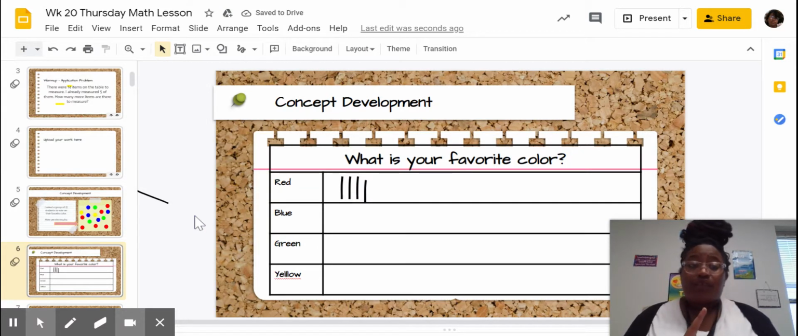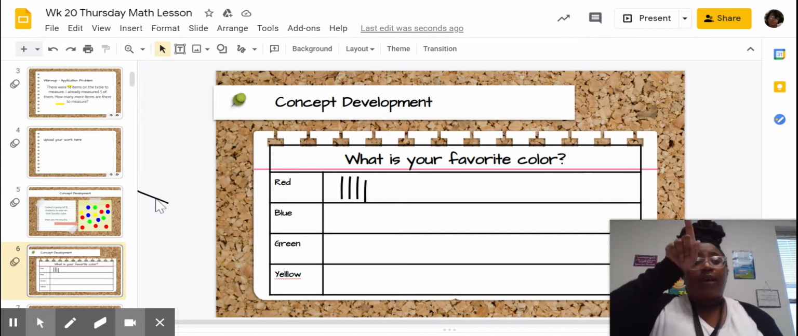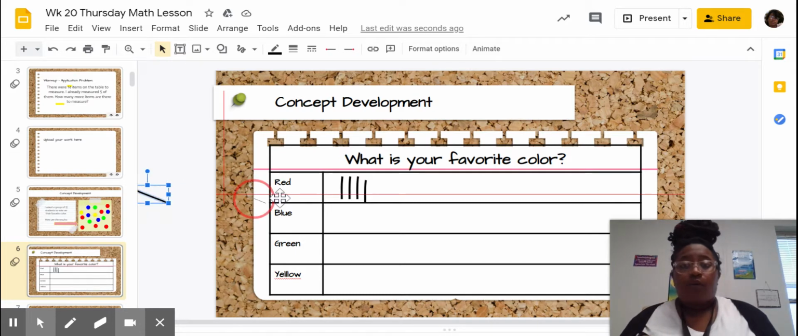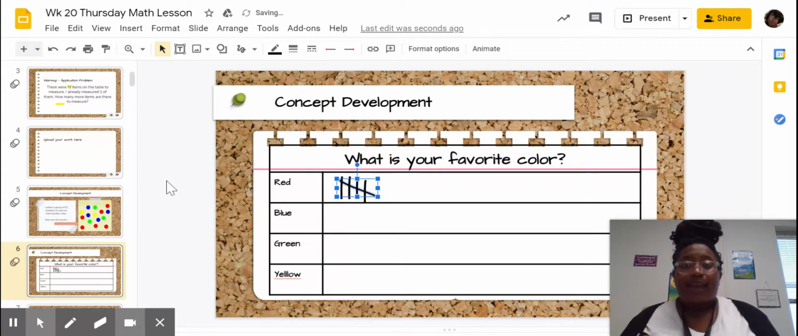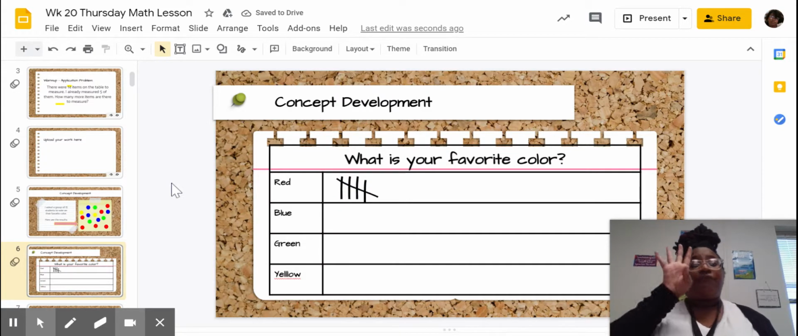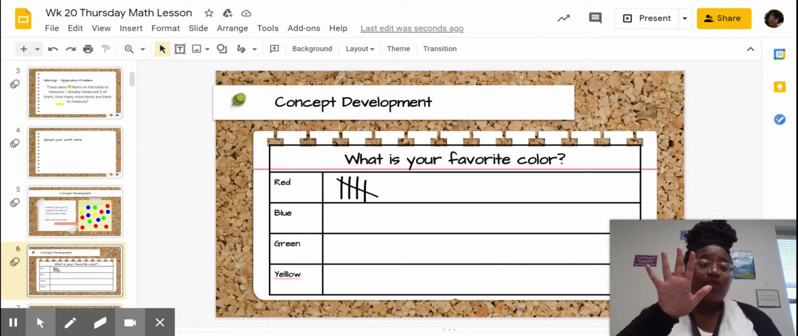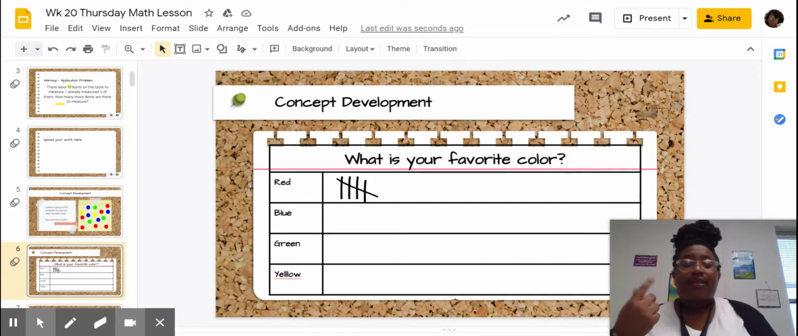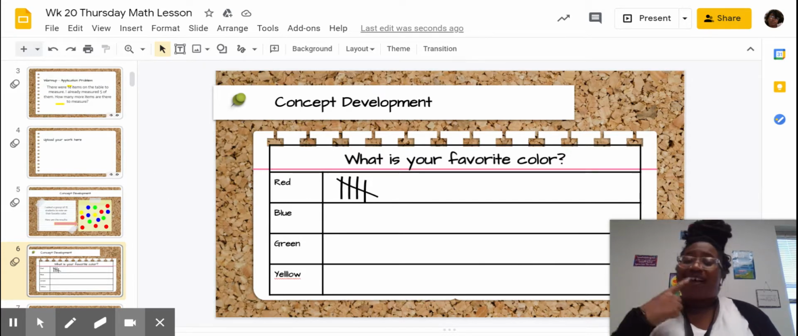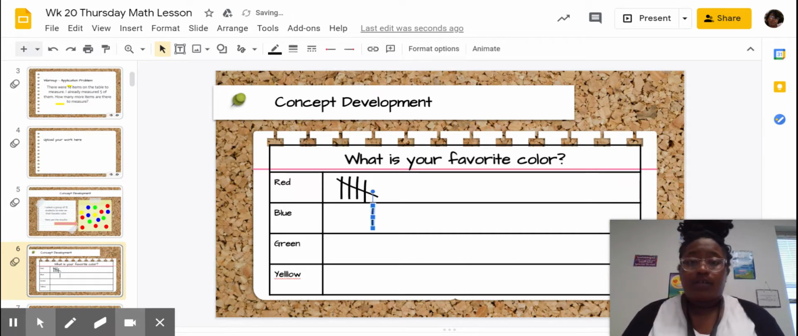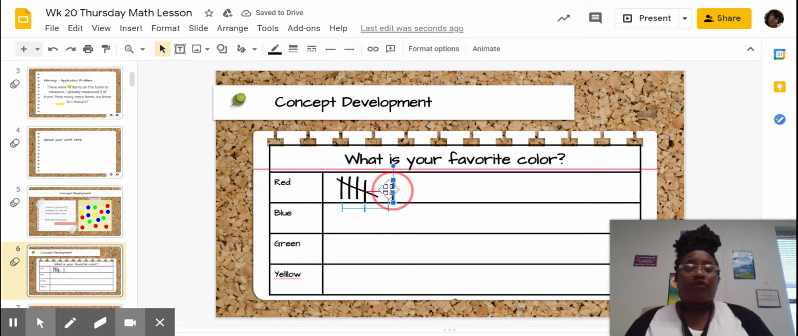Now there's something special about the 5th tally mark. Every time you get to a number 5, we don't make a tally mark straight up and down. We make a diagonal tally mark. When you see 4 straight tally marks up and down and a diagonal one across, that represents 5. That is a group of 5. So we had 6 students who chose red. So I need to add one more tally mark. Now this represents 6 students who chose the color red as their favorite.